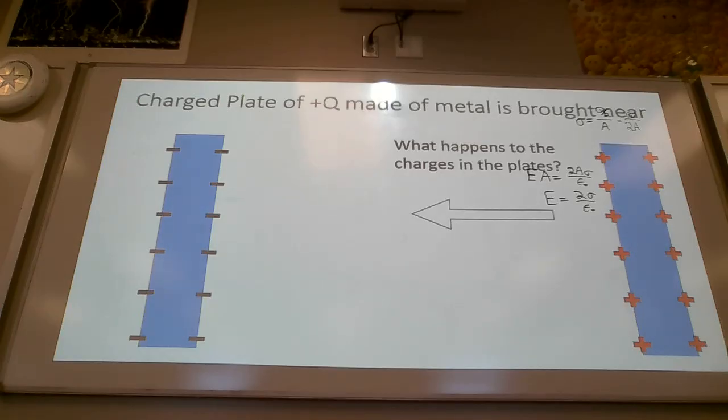They're plates. When the electrophorus is really thick, this is not a plane of charge, this is a plate of charge. Everybody have a guess what happens?